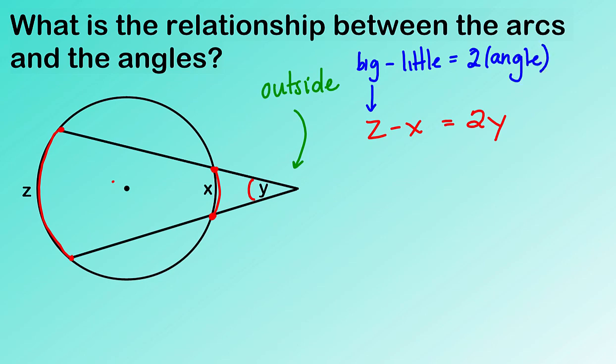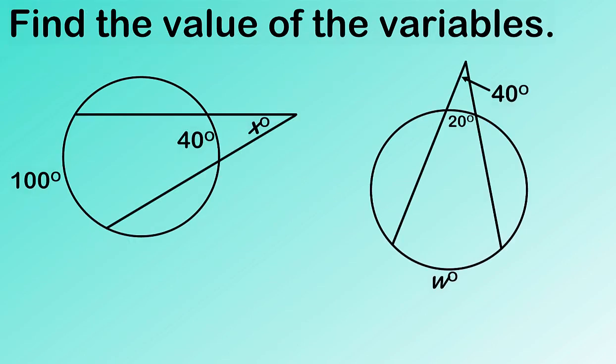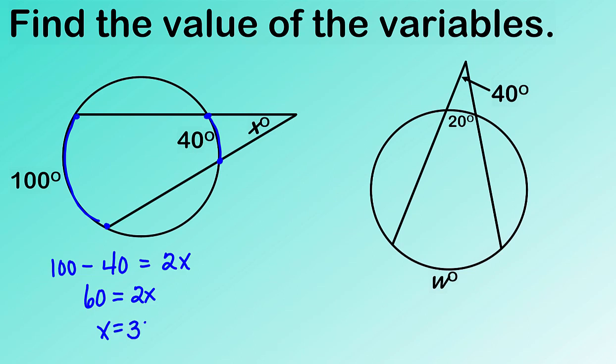Let's look at some examples. Okay. So the first arc minus the second arc is equal to 2 times the angle. So 100 minus 40 is 60. That's equal to 2x. So x would be equal to 30.